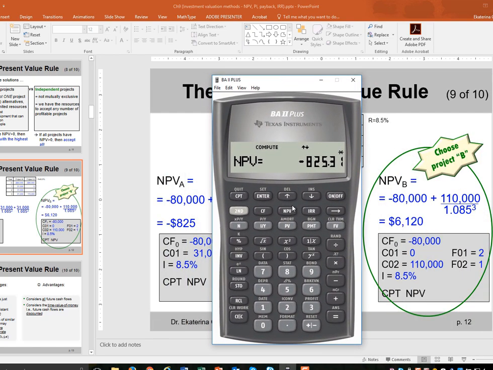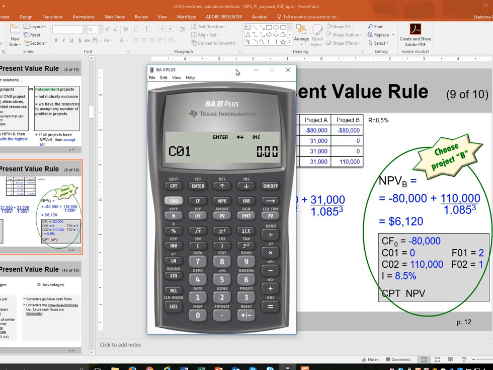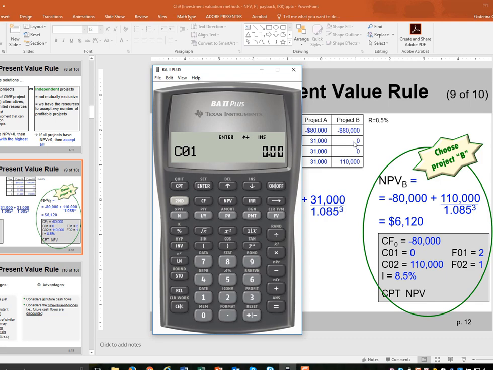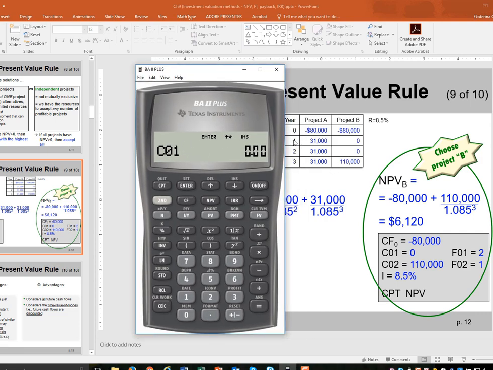Here again, let's start by clearing. Second, plus/minus, enter. Cash flow key. 80,000 negative, enter, down. So we have 0 followed by another 0 and then 110,000 in 3 years, right? So cash flow 01 is cash flow number 1 in the future, in the first year. That's $0. I press enter, I press the down arrow key.